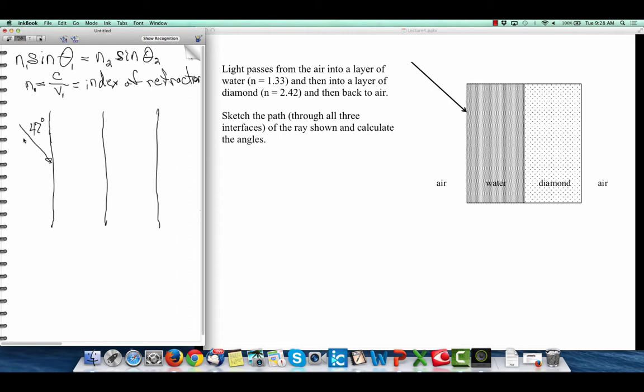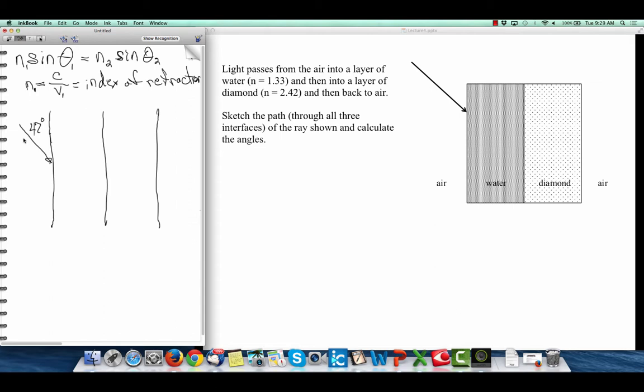And so the problem says sketch the path of the ray through all three interfaces of the ray shown, and calculate the angles. So you'll have numbers for the angles, identify all the appropriate angles, and sketch a picture of the rays. So I'm going to leave that for you. Maybe I should say one thing, let me give you one thing.